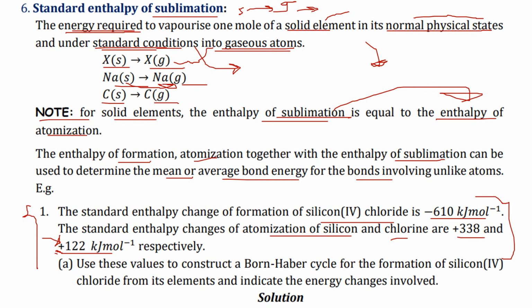And some questions are very funny, whereby the examiner wants you to know that atomization requires energy. So we are supposed to use these values to construct a Born-Haber cycle for the formation of silicon chloride from its elements, and we indicate the energy changes that are getting involved. So let's look at the solution under that.